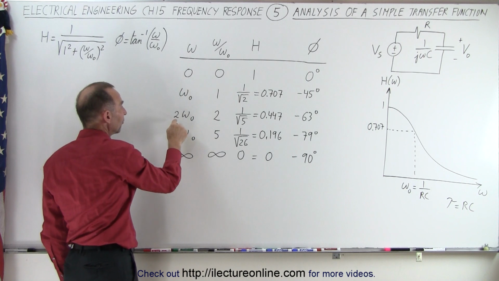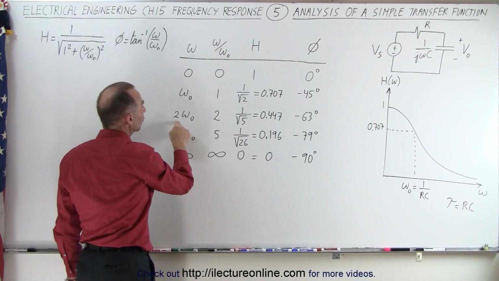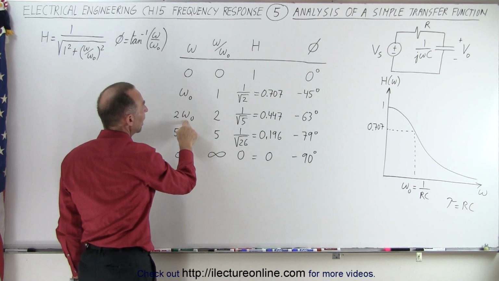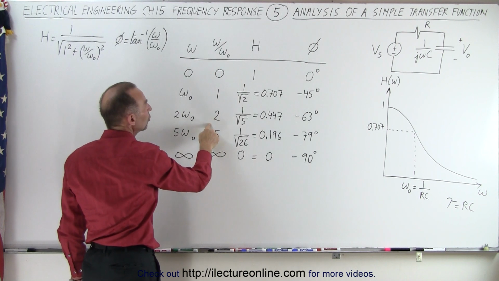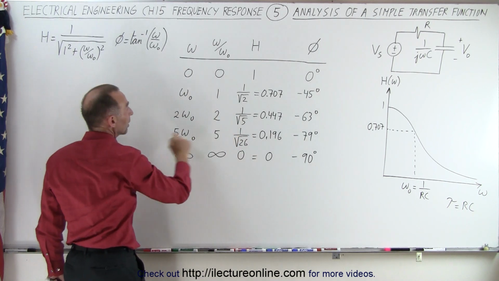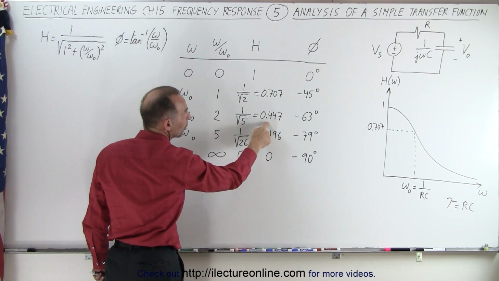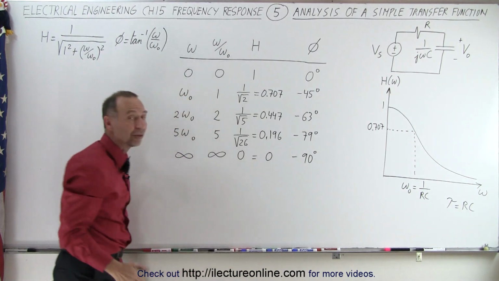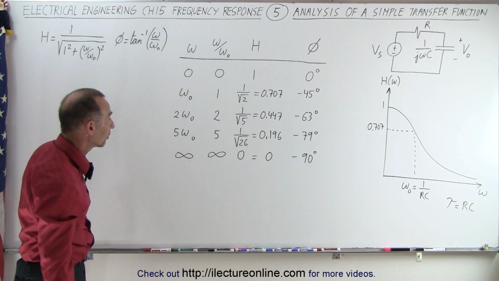When we increase the frequency of the source to twice omega sub naught, then notice the ratio is 2. The magnitude of the transfer function now drops to 1 over the square root of 5. That comes out of this equation right here, which is a little bit less than 0.5, with now a phase angle of minus 63 degrees.